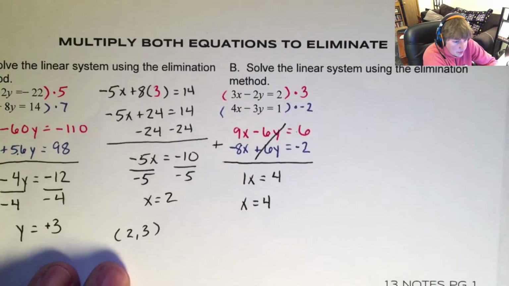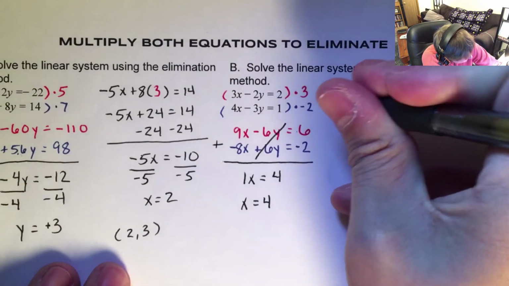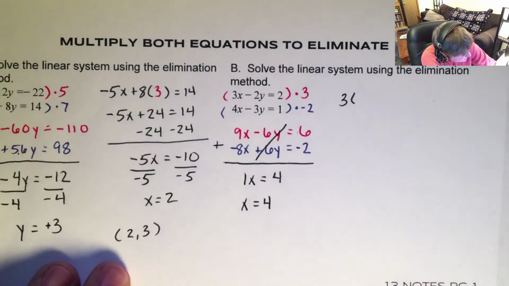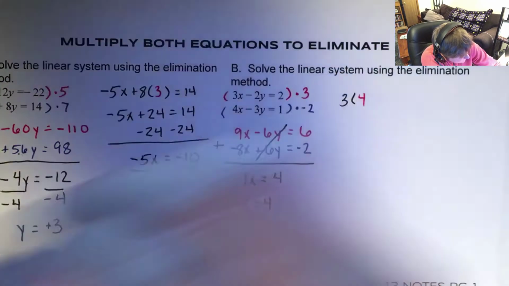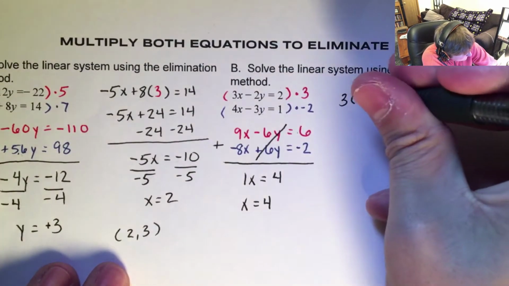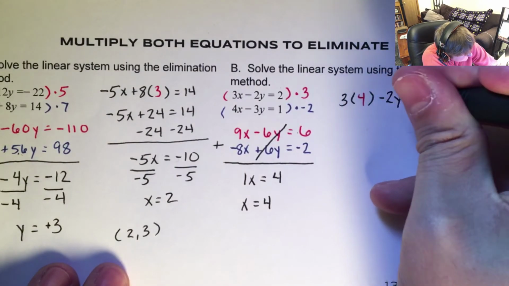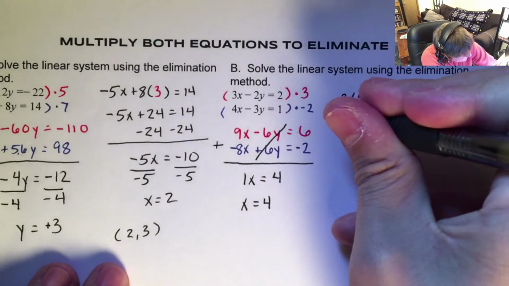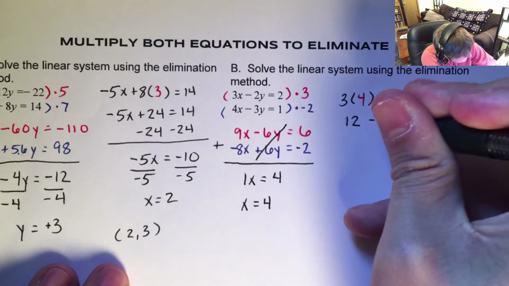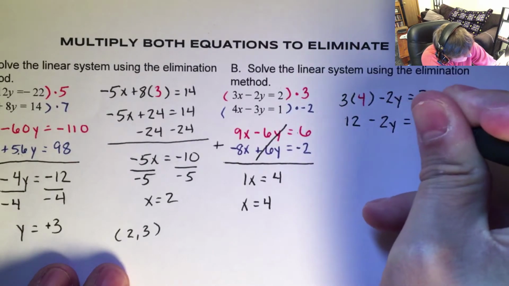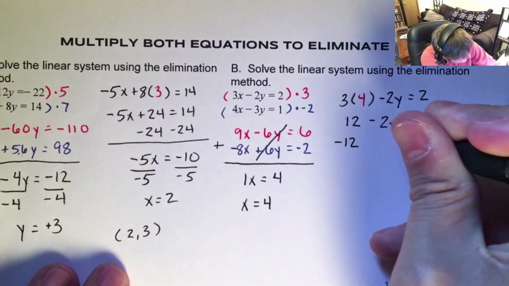Lastly, we just need to plug it in, so I'm going to go ahead and do that. 3 times 4 minus 2y is equal to 2. Well, this is 12. And then I need to subtract 12 from each side.